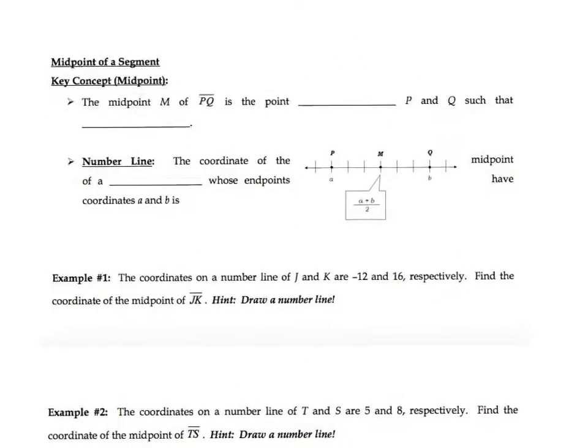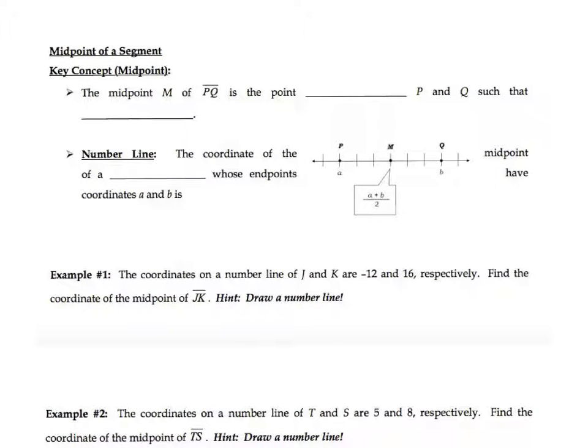Now we're going to talk about midpoint. So we can have midpoints on line segments on the number line. We can also have midpoints on the coordinate plane. So let's start with what a midpoint is. So the midpoint M of a segment PQ is the point between P and Q such that PM equals MQ. So a midpoint just splits a segment in half.